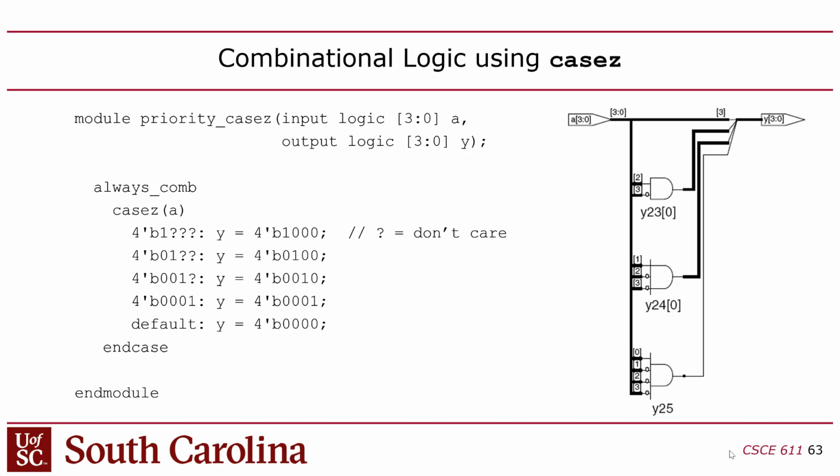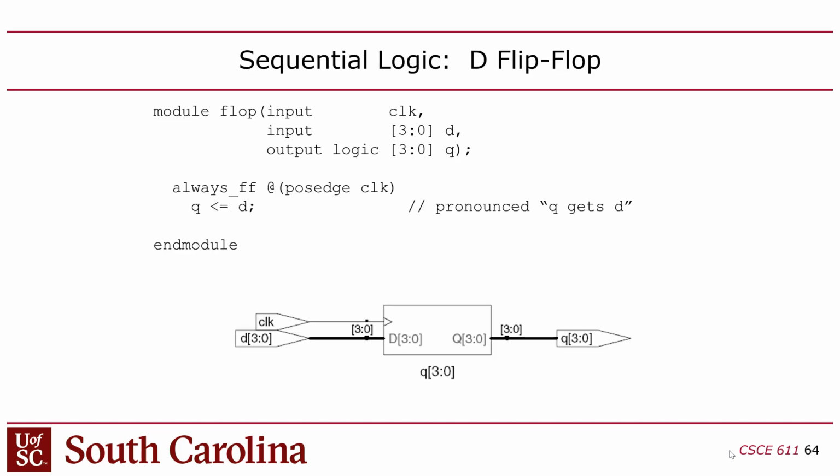So that is useful for priority decoders. Exactly, yeah, that's kind of neat. I think there's actually a few other variations. I think there's a case X and a case Y. You can look them up, but in this class I just present the regular case and the case Z, and the only difference is the case Z allows you to put question marks to denote don't cares. It doesn't come up very often though.